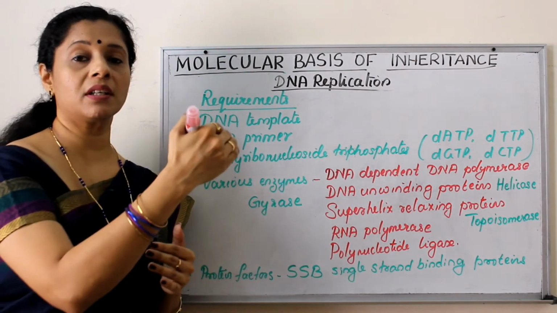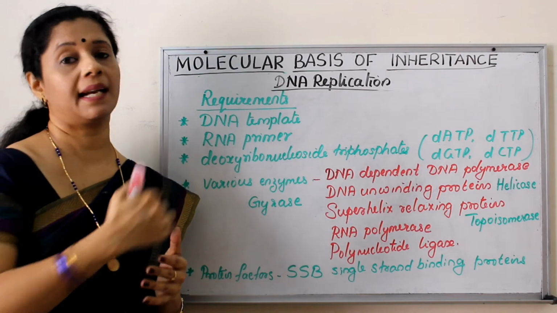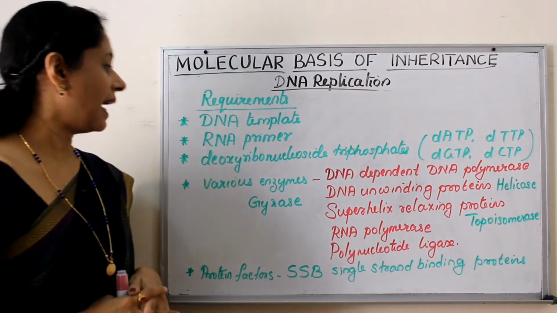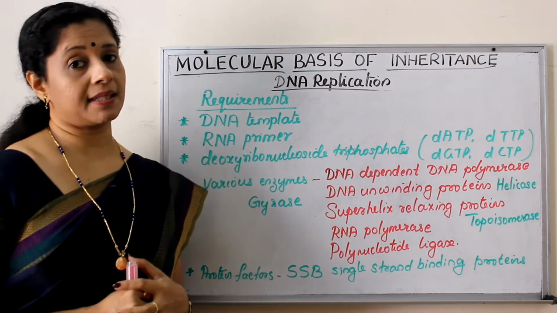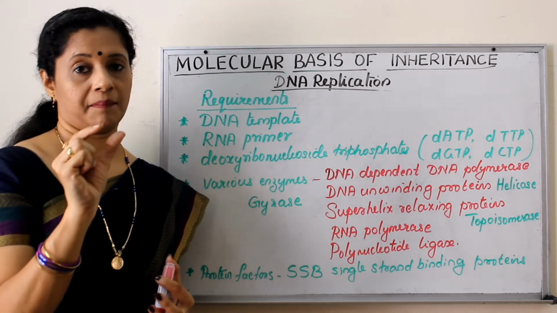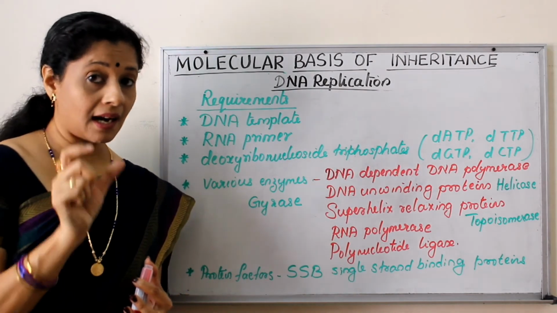It should be based on the information on an already existing parental DNA. So template DNA is the first requirement. And then RNA primer is required. Primer means it is a small stretch of RNA. So it's not DNA actually, it is RNA.